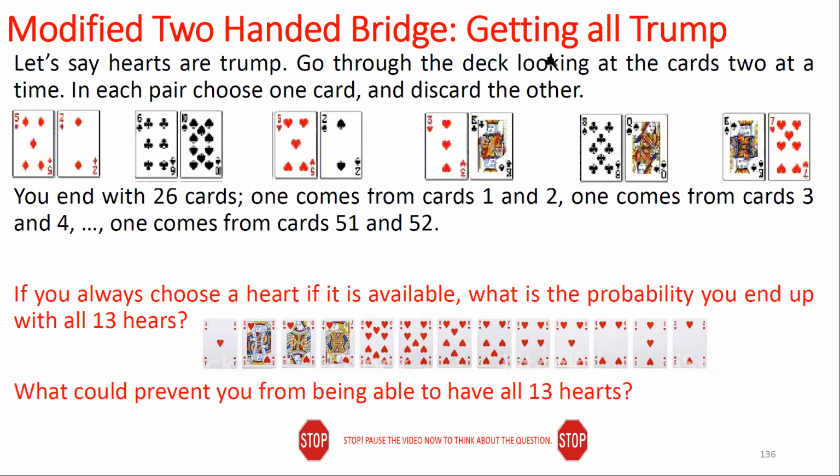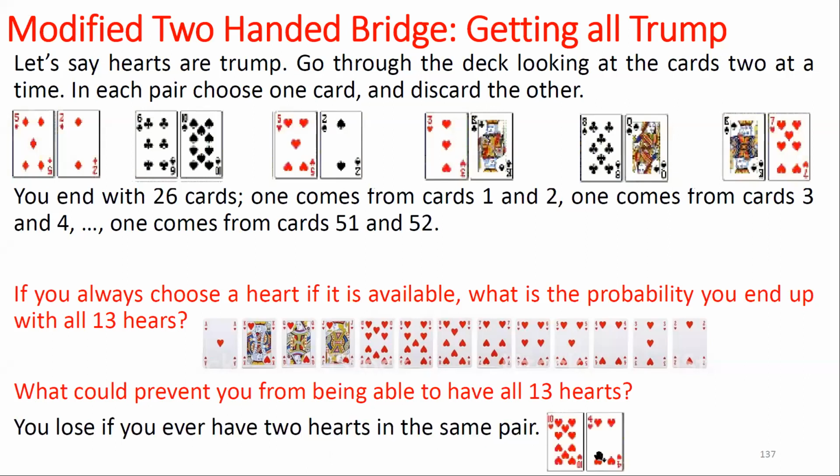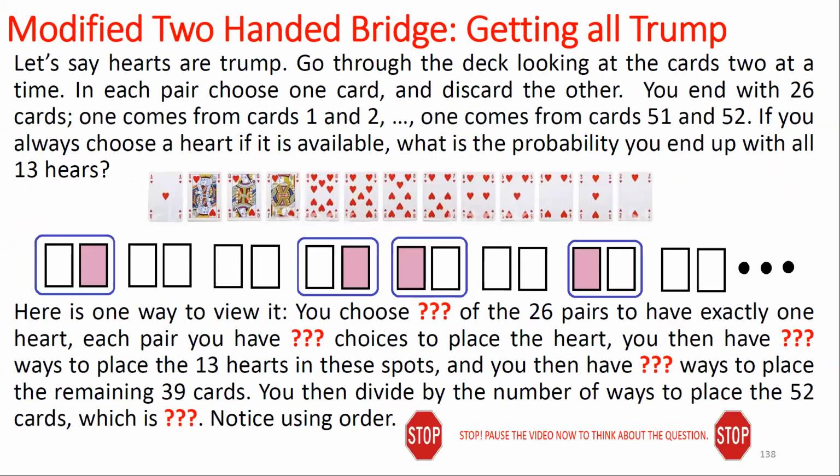So I'm going to pause and let you think about it. Okay, welcome back. And so, of course, the issue is, what if you had 2 hearts in one of the pairs? Then you can't choose both of them, and so that would prevent you. So that's the only thing that can stop you from getting all the hearts. Having 2 no hearts, yeah, that doesn't hurt you. It just means that pair doesn't help you get to your goal. It does take up space. So we just need to make sure we never have 2 hearts in the same pair.